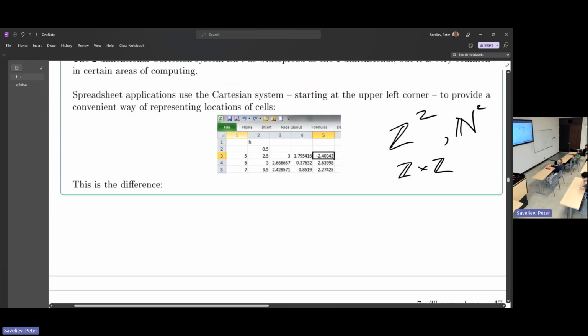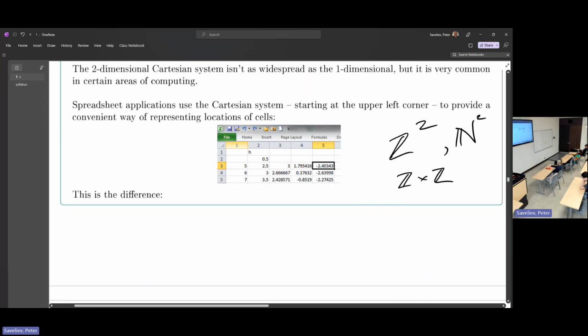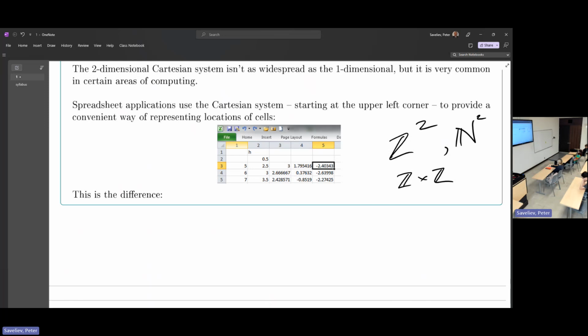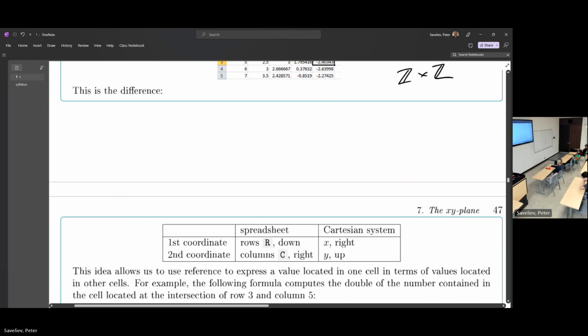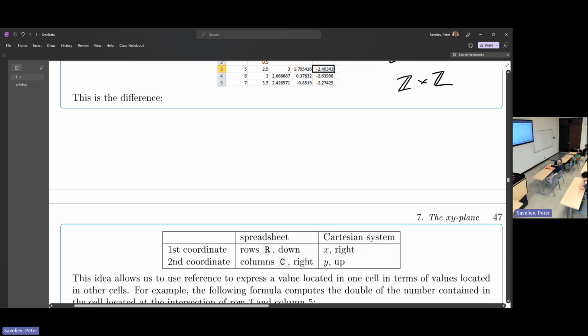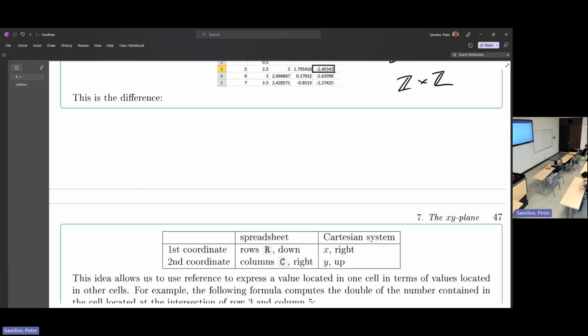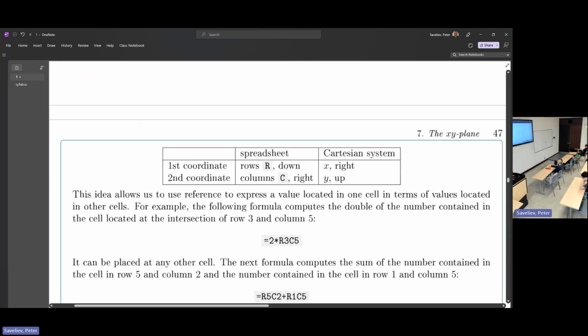Okay, and in Excel, they are going in the wrong direction, just like with Paint. The first coordinate goes down, and the second coordinate goes horizontal. So the first coordinate row R goes down, and the column C goes to the right, and so then it is RC. That's the system that you use. As you can see, the Cartesian system is different. X is going to the right and Y goes up.